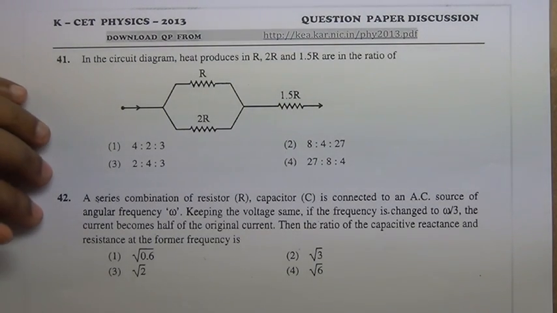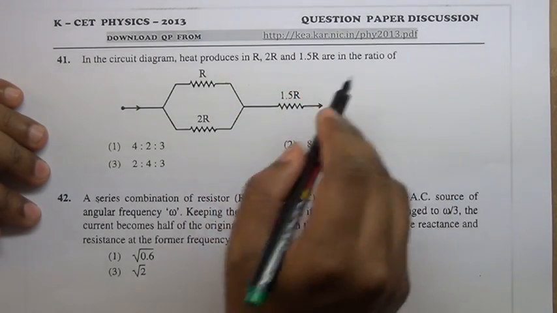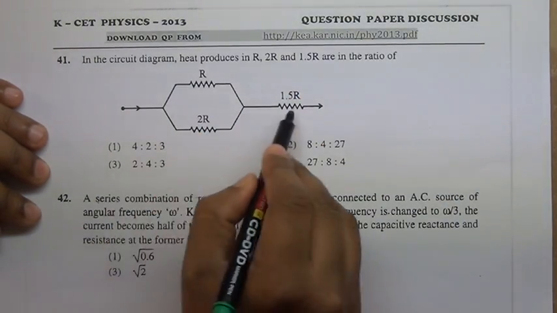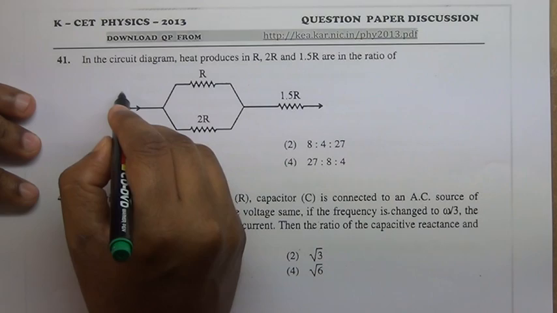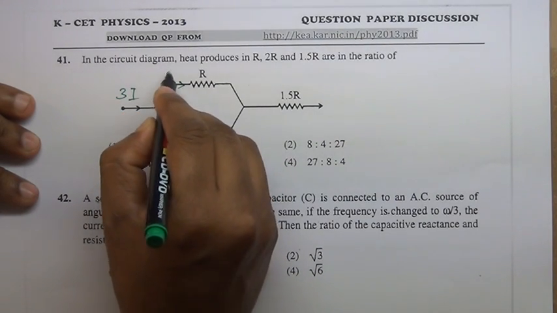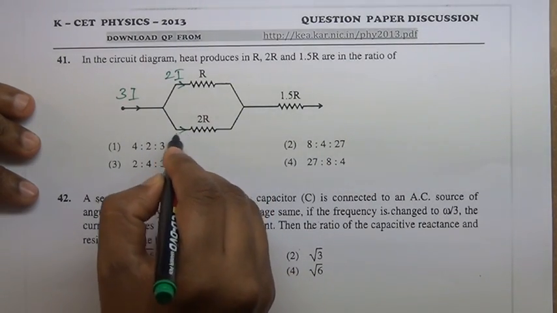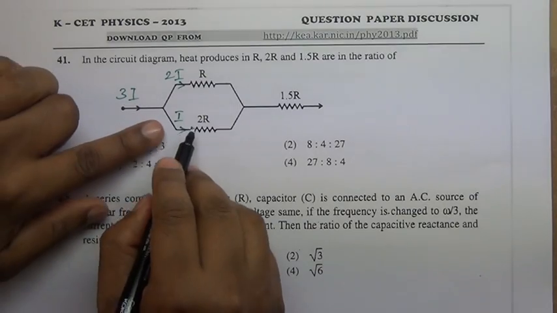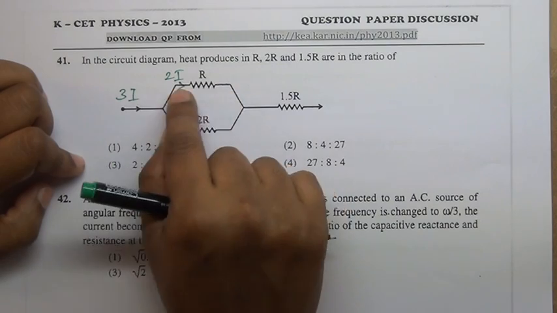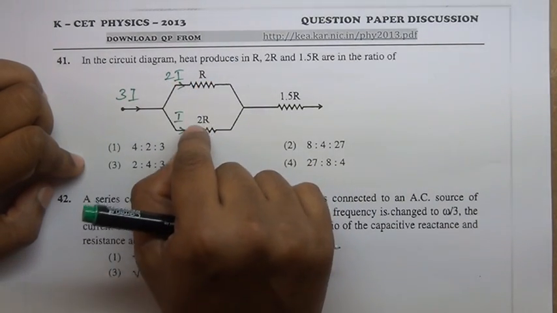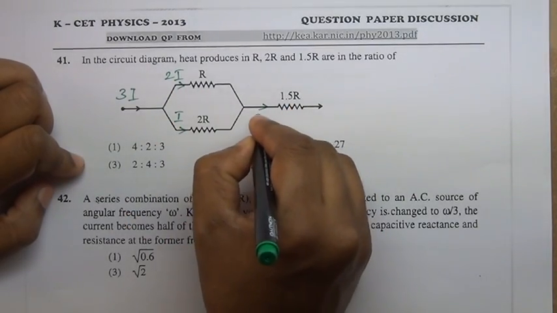In the circuit diagram, the heat produced in R, 2R and 1.5R are in the ratio. Now, 3 resistors, R plus 2R is 3R. Let the total current be 3I. Therefore, this current is 2I. Lower resistance, therefore higher current. Let this current be I. Now, if these two are in parallel, then the potential difference across them is constant. So 2I into R, 2R into I. So the potential difference is the same. And the current through 1.5R is 3I.